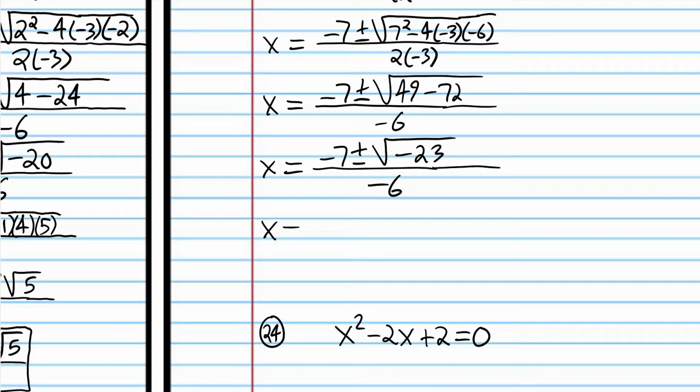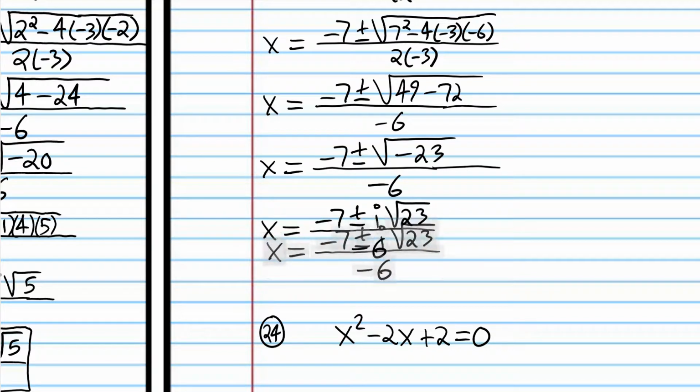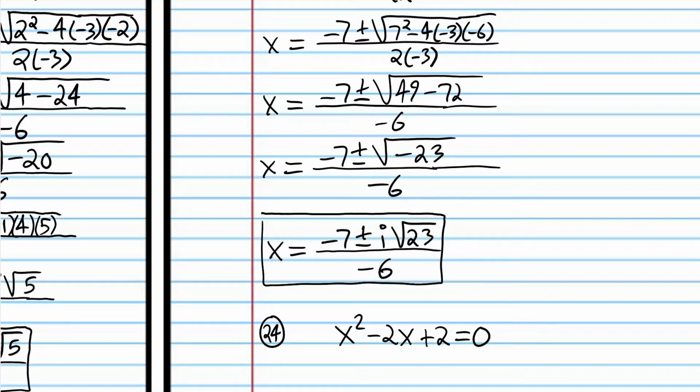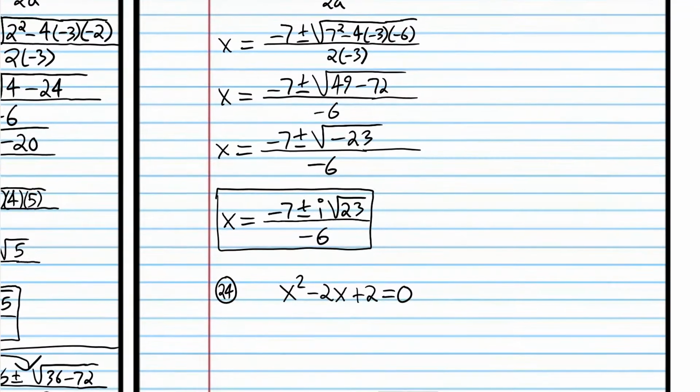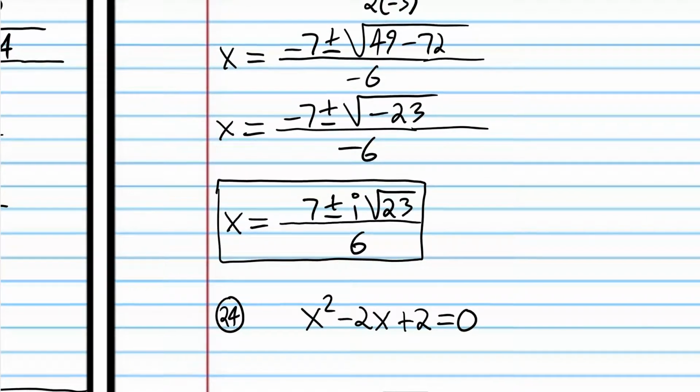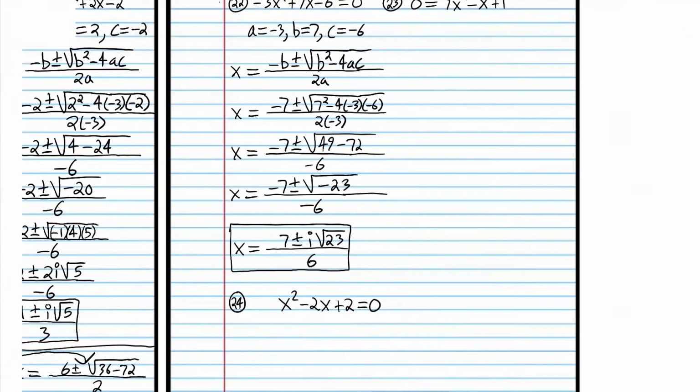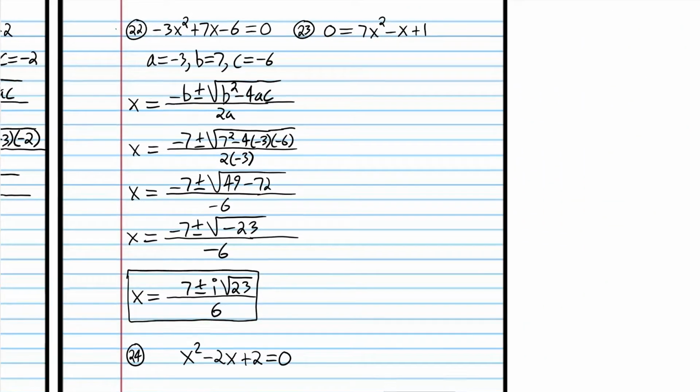And the i comes out, or excuse me, the negative 1 comes out as an i. And we end up with i root 23 over negative 6. And there you go. Actually, we can get rid of those negatives too. If you got the answer with the negatives, that's okay, but it's probably best if you get rid of those just because it makes the answer a lot simpler. All right, if you got that answer, good job.